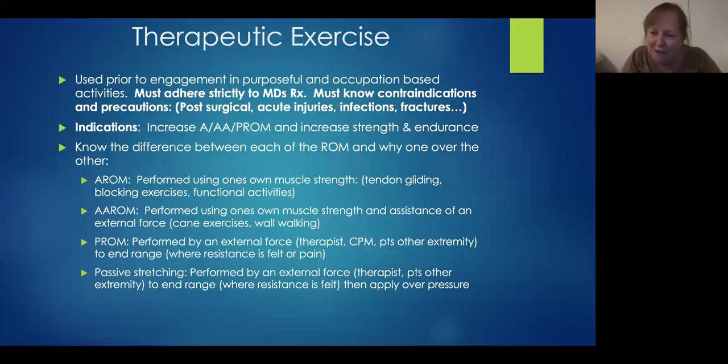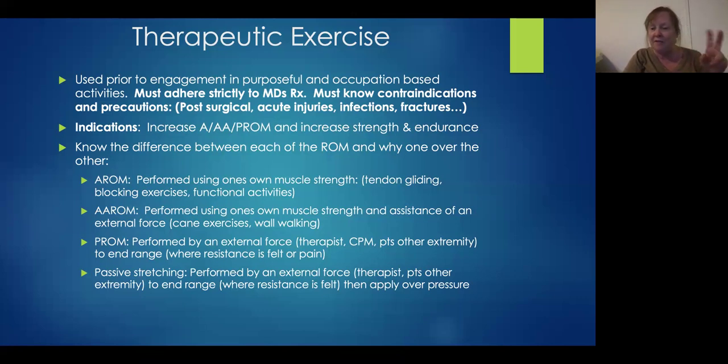And one thing that I want to say is that when you document what you're doing with your patient, if the doctor ordered passive range of motion for your patient, whatever you do, don't go out there and document that you did passive stretching when you did passive range of motion.